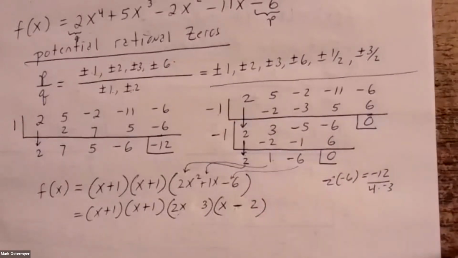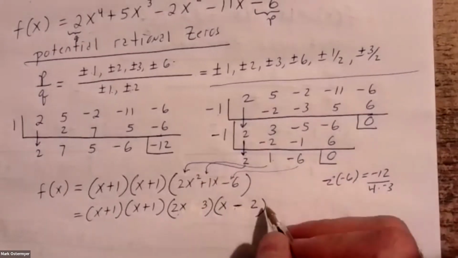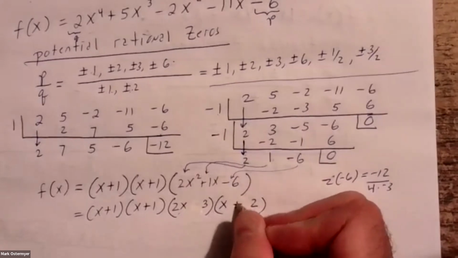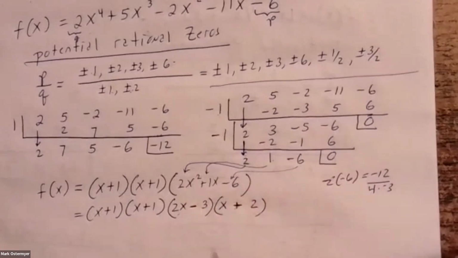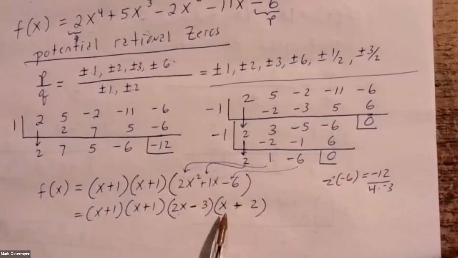Okay. So I kind of just used the trial and error method there. So that's going to be minus. This has got to be a plus, and this would have to be a minus. There we go. This is completely factored now. We completely factored that 4th degree polynomial down.